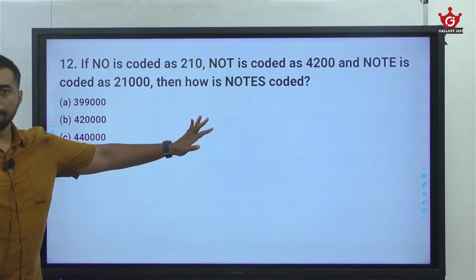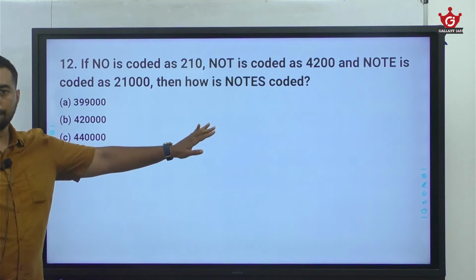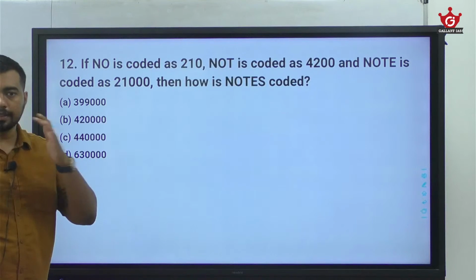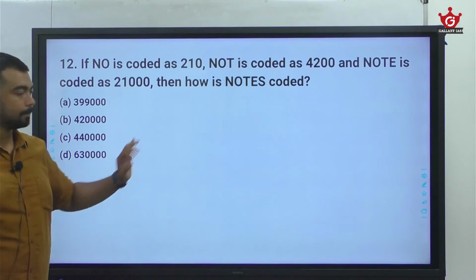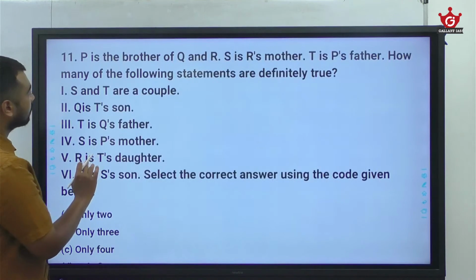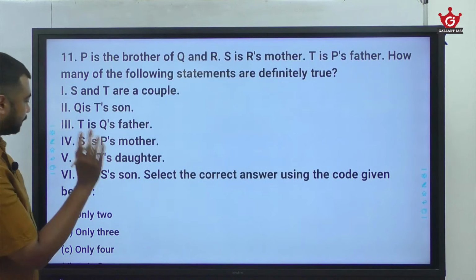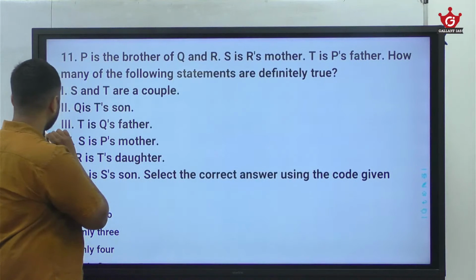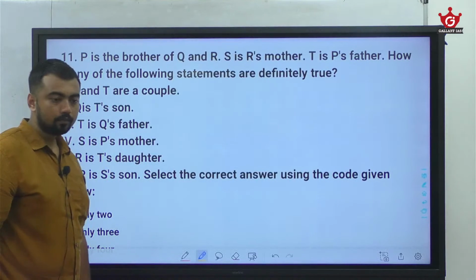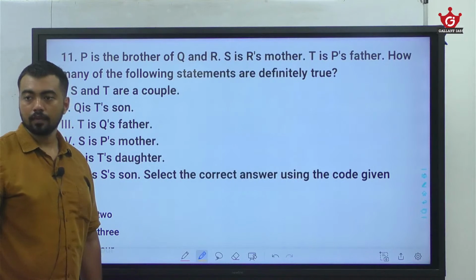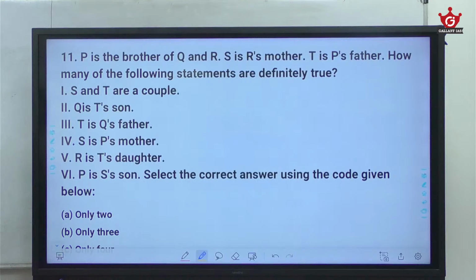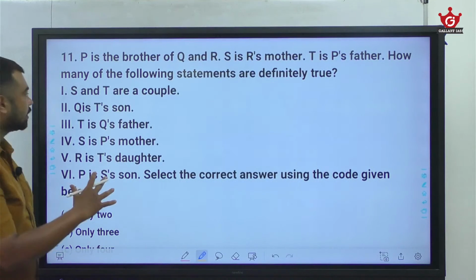So this is also a very similar question. This we will do if the time permits us. Otherwise, you can do it as a kind of homework. Try to do this question.